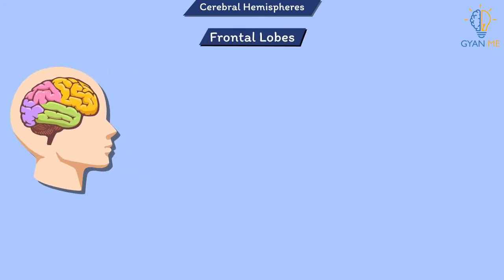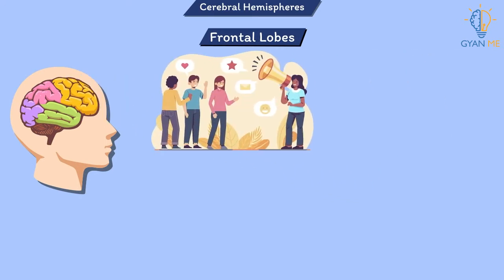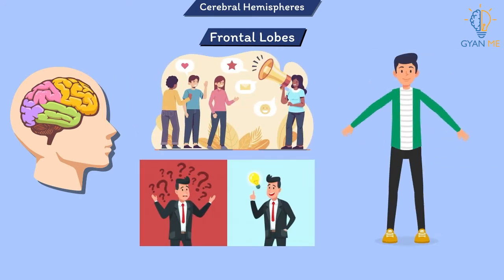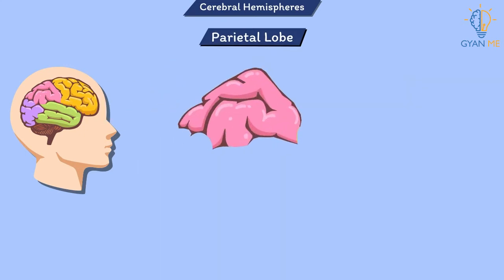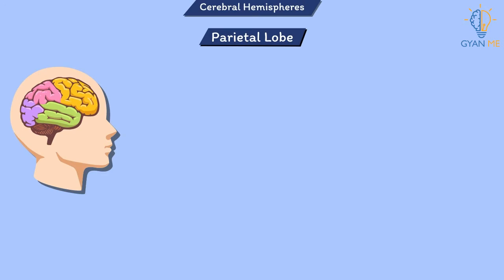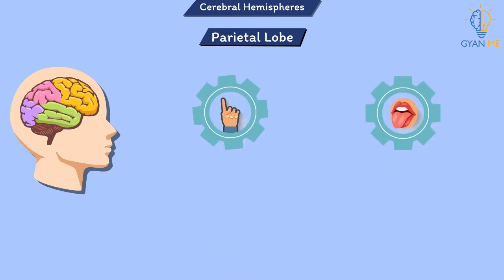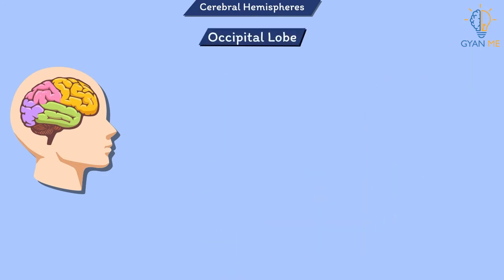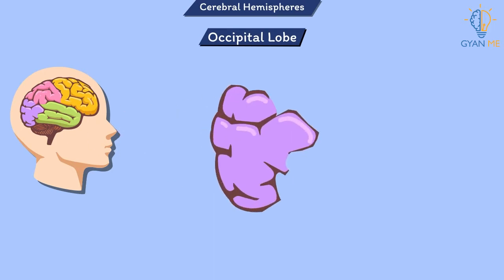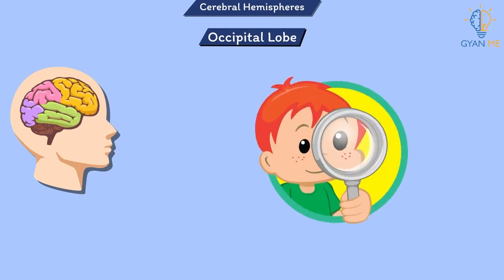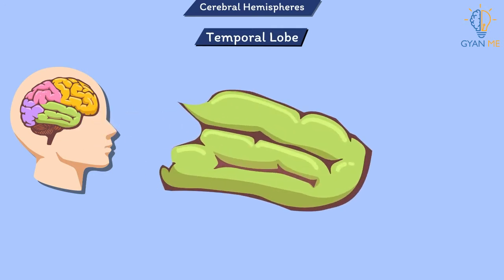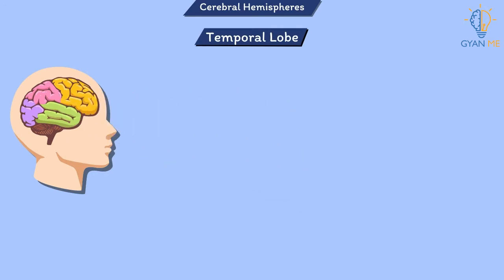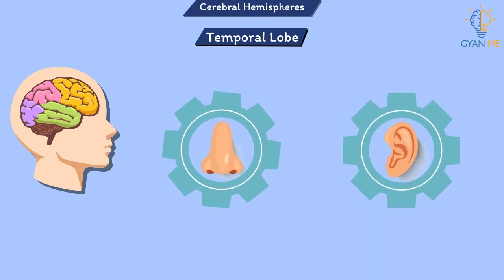The frontal lobe, located in the front of our head, governs the function of speech, problem solving, and movement. The parietal lobe at the top back of our head interprets sensation such as touch, taste, pain. The occipital lobe, located at the back of the brain, processes visual images. The temporal lobe, located just above the ear, deals with senses such as smelling and hearing.